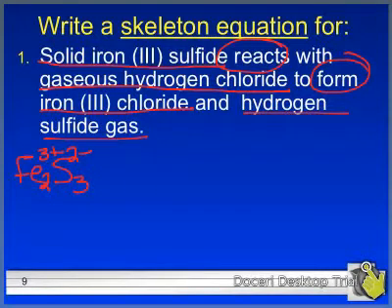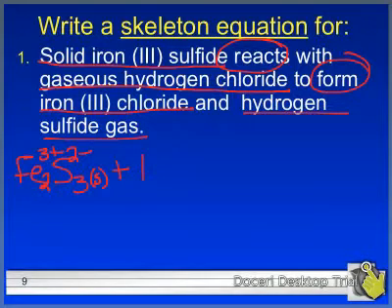Okay, it reacts with, what should I write? Reacts with plus sign. Reacts with gaseous. Oop, we forgot our solid. See, I still forget things. We forgot to say that this was a solid, right? Reacts with gaseous hydrogen chloride.